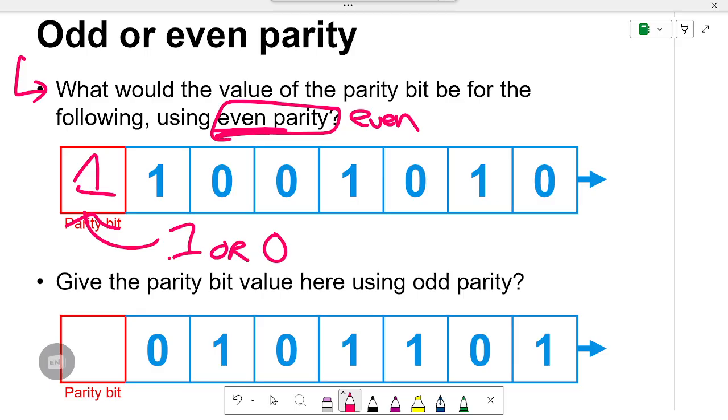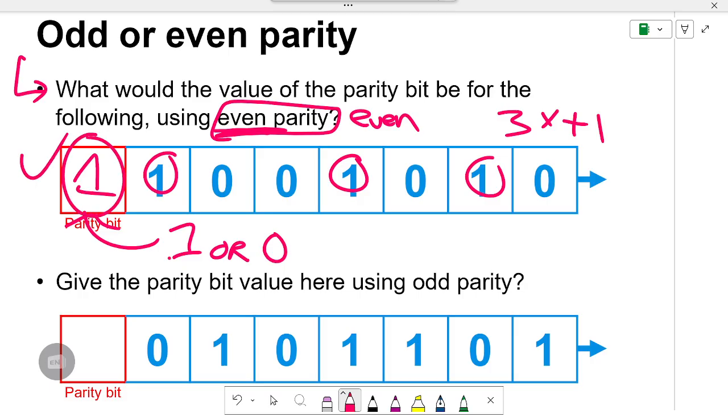Let's have a try. We have 1, 2, 3. It's 3. 3 is not even, so we have to add 1. So you added 1 here. Check. You are correct. Very good.